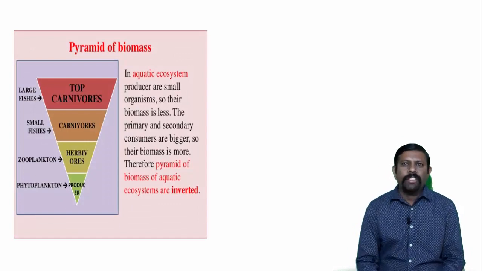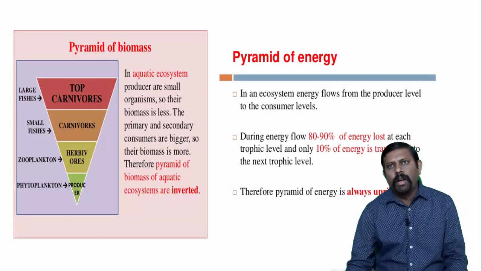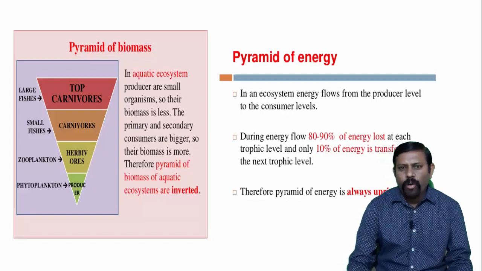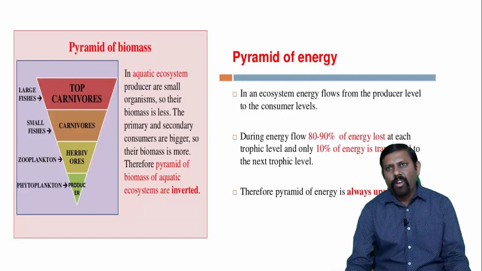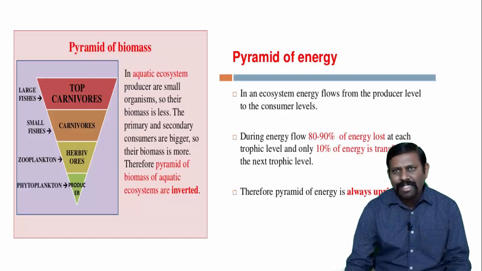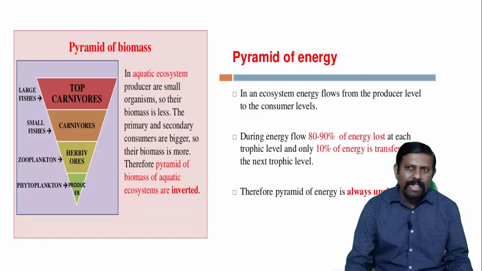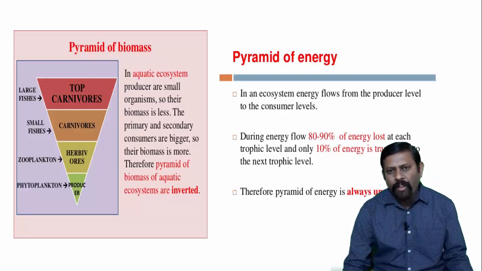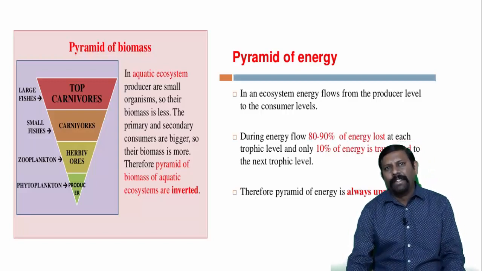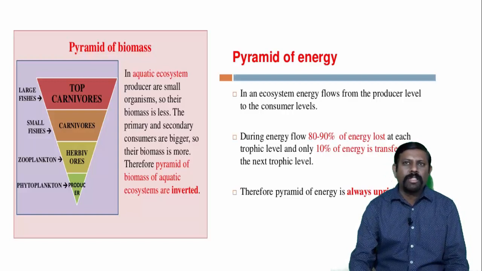Pyramid of energy. In an ecosystem, energy flows from the producer level to the consumer level. During energy flow, 80 to 90% of energy is lost at each trophic level. Only 10% of energy is transferred to the next trophic level. Therefore, the pyramid of energy is always upright. Pyramid of energy: these are the producers, herbivores, consumers, etc.